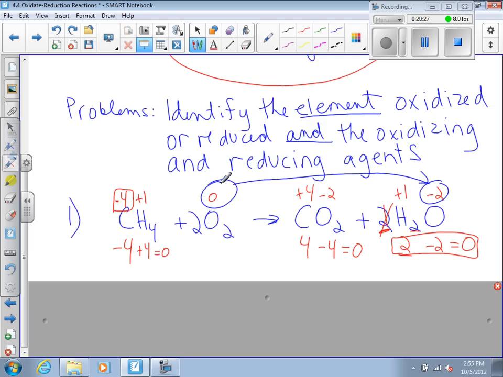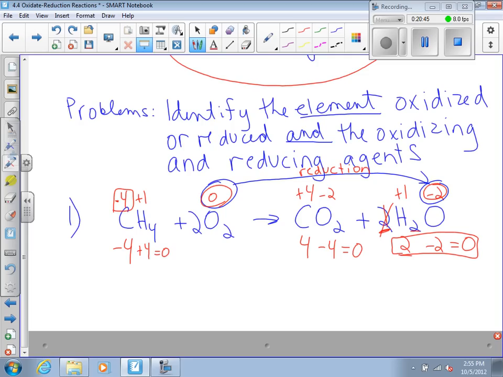Gaining electrons is reduction. This is reduction right here. Also, if you notice, the charge went from 0 down to -2, the number reduced. That's where that reduction word is coming from. Okay, let's find out what element got oxidized.